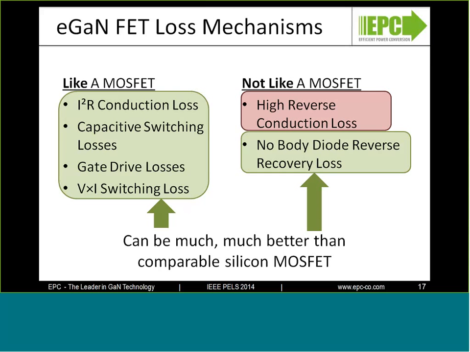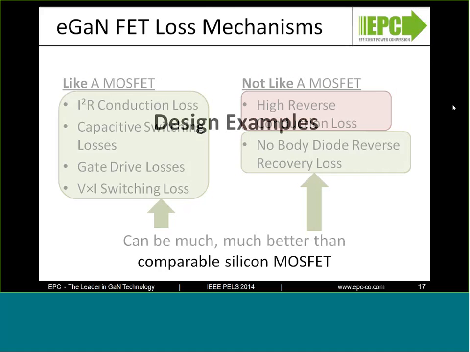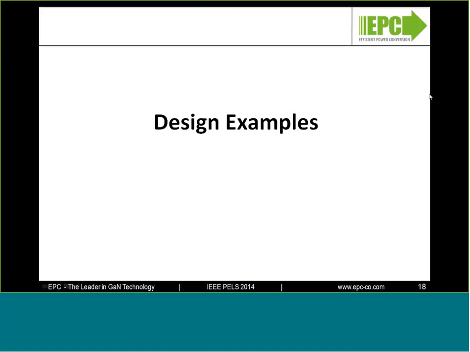Not like a MOSFET, the eGaN FET has high reverse conduction losses. And we'll show you how to avoid using the diode in a way that penalizes your circuit for that. However, there are no body diode reverse recovery losses. And that makes it a much, much better device to use in high-frequency switching applications. So let me turn it over here to David Reusch, our Director of Applications Engineering. He's going to take you through some design examples, and we'll get back and look at the future.